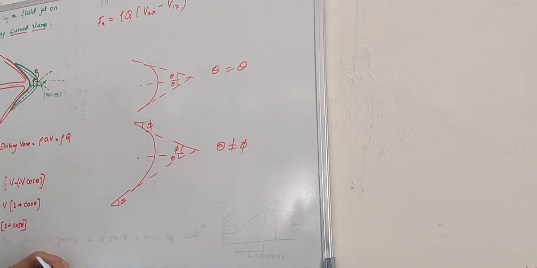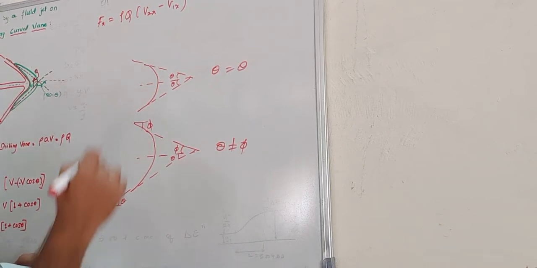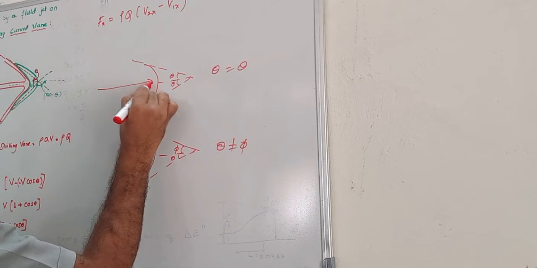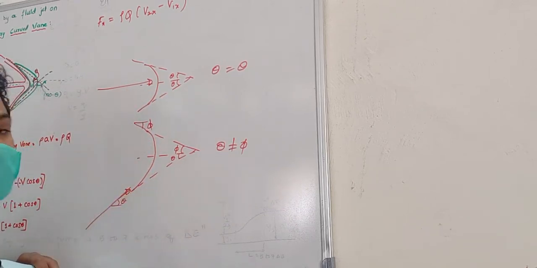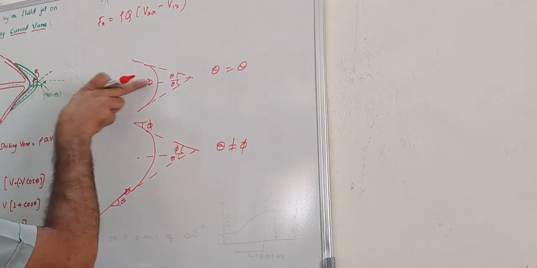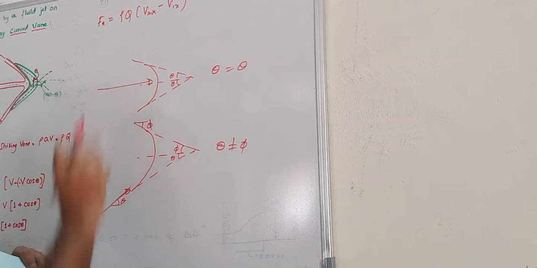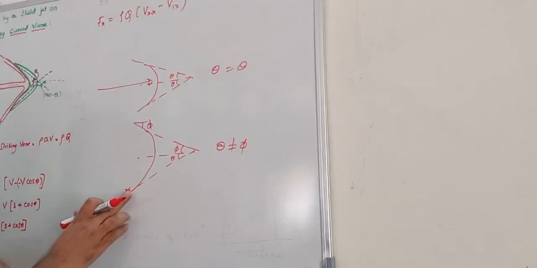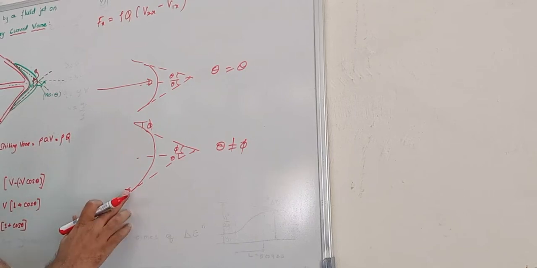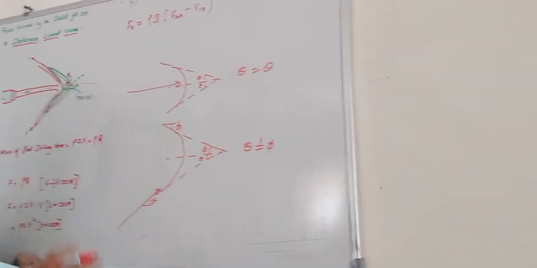Now you can strike the jet in two ways. What are the two ways? I can strike the jet exactly at the center, or I can strike the jet exactly tangent to one of its sides. For example, I can strike the jet exactly at the center of the symmetrical curved vane, or else I can strike it along the tangent direction to one of its tips. This is one tip, consider this as the other tip.